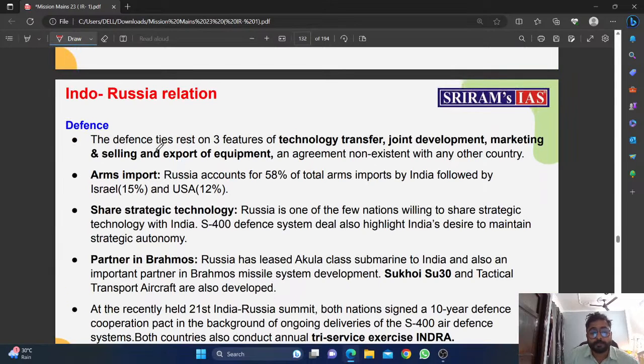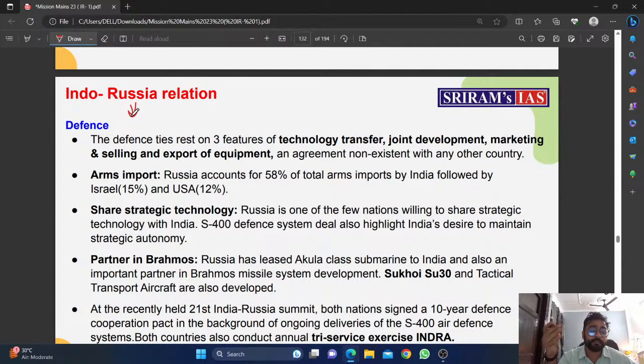Okay, then let us see what the areas of cooperation between India and Russia are in different spaces. First, we will talk about defense. Now, when it comes to defense, by 2010, Russia was considered India's largest defense exporter. That means we were importing the maximum defense goods from Russia.